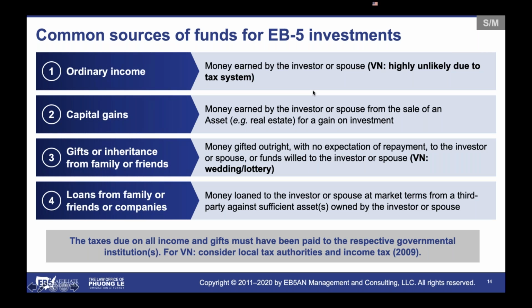So just generally, when you're thinking about the EB-5 investment source of funds, you're able to use any lawfully obtained source of funds, but you do need to be able to show the documentation of how that money was earned. And then also, especially for Vietnam, there are some transfer restrictions. So you also have to be able to show how money was transferred out.